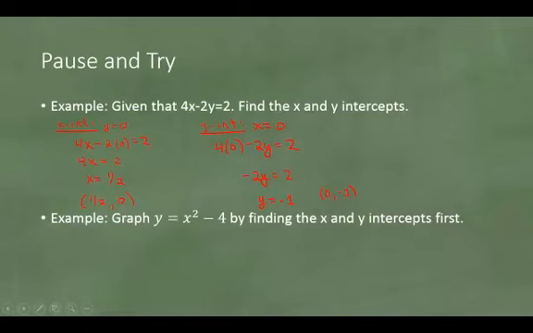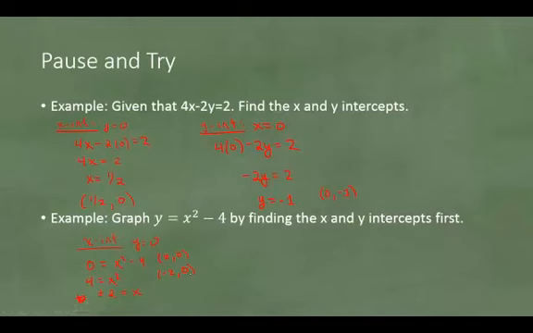Graph y equals x squared minus 4 by finding the x and y-intercepts first. Again, the x-intercept is when y is equal to 0. So instead of saying y is equal to x squared minus 4, I'm going to say 0 is equal to x squared minus 4. I'm going to add 4 to both sides. I'm going to use the square root property to say the solutions are plus or minus the square root of 4. The square root of 4 is 2. So I have 2 x-intercepts: 2, 0 and negative 2, 0.